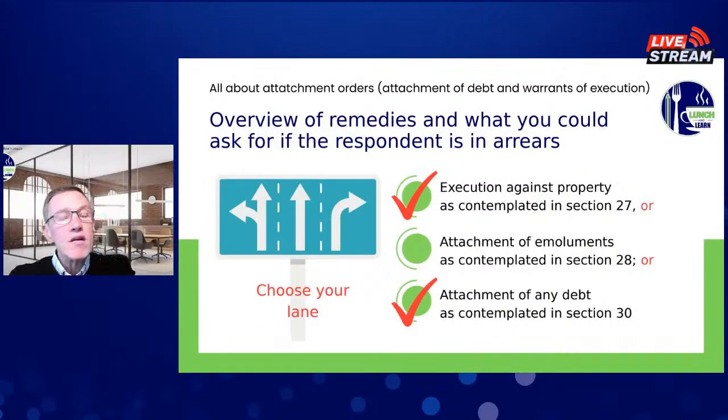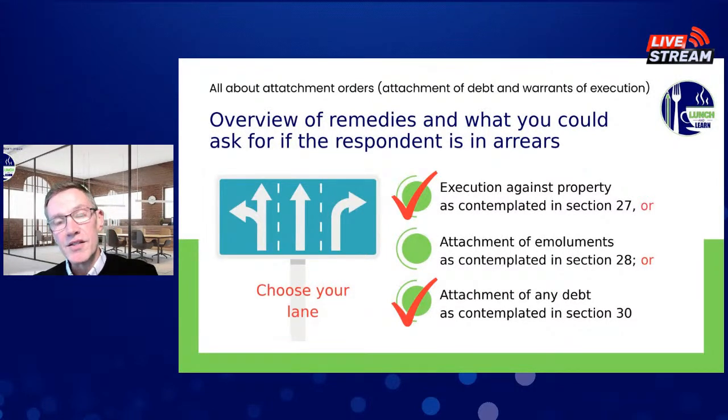One needs to take cognizance that the Act is very clear that only one of these methods could be used. So you could either apply for a warrant of execution against property, or you could apply for a garnishee or emolument attachment order where they attach the salary of the respondent, or you can ask for an attachment of debt as contemplated in terms of Section 30. So you cannot use all three of those. You have to choose the one that is the most applicable to your situation. You cannot choose all three.